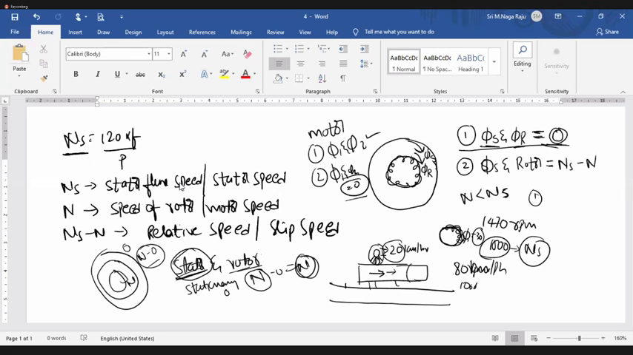Now the final question. What is the speed of the rotor magnetic field with respect to the stator surface? The stator surface is a stationary one, so its speed is 0. The rotor magnetic field speed is also NS, as we have just discussed. So NS minus 0 is NS.